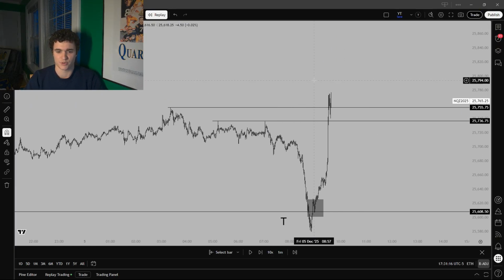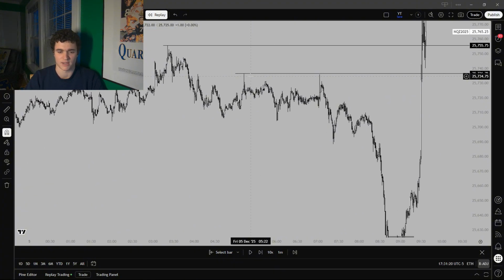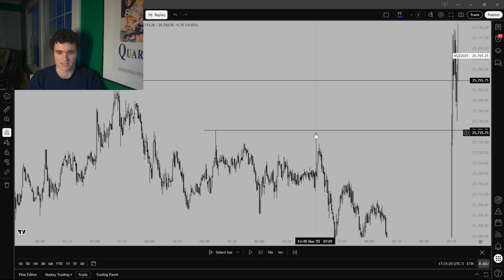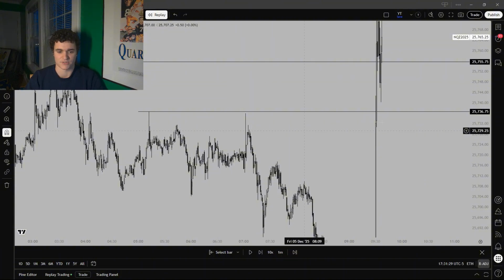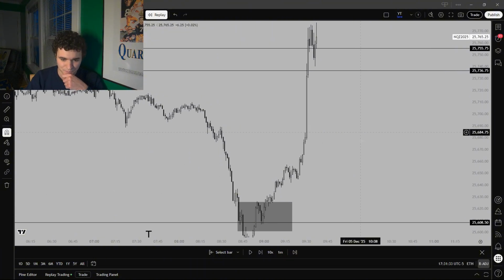But this is just proof that these draws on liquidity work, right? We had very obvious relative equal highs right here, which, if you guys don't know, if you have a set of two highs like this and the second one doesn't take the first out, they're going to be very strong areas for price to want to return to. So you can see that we just absolutely blast up to that, right?